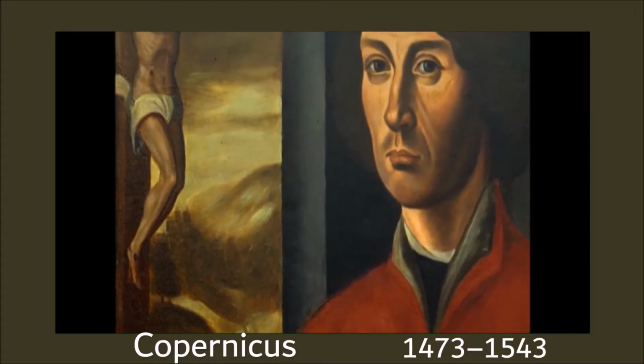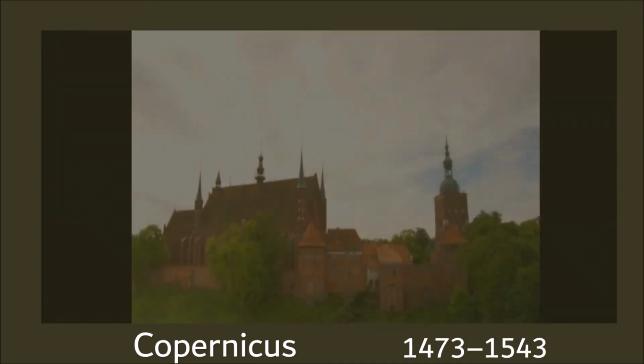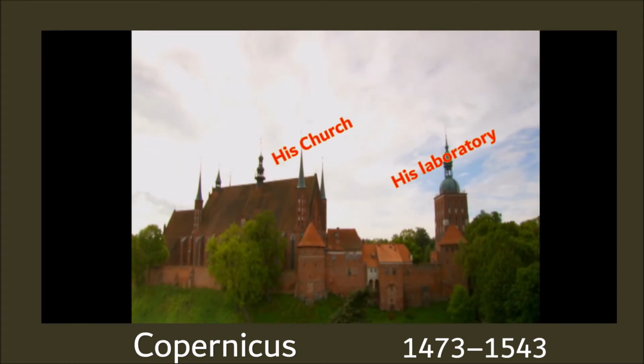Copernicus, you can see the dates there, 1473 to 1543. Quite an individual. He was a man of the church. I want to especially say some things about him because he was a church canon, that is, one of the leaders of his church. But he was also a man of science. So I've shown you here in the town where he lived in Poland, his church, and then very close to the church, his laboratory in the tower that you see on the right.